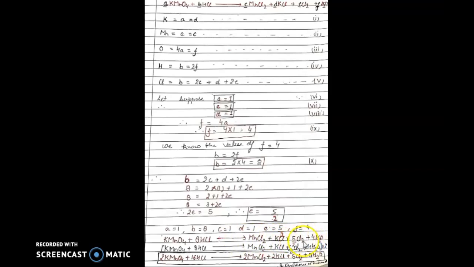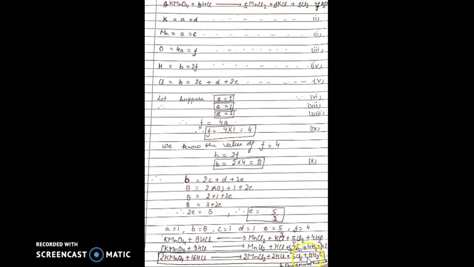See, in this reaction you will observe one coefficient is present in fraction form. In order to remove this fractional coefficient, what do we do? We just multiply the whole reaction by 2, on the reactant side and on the product side. After multiplying, we get our balanced chemical reaction. So our balanced chemical reaction becomes 2KMnO4 plus 16HCl gives 2MnCl2 plus 2KCl plus 5Cl2 plus 8H2O.